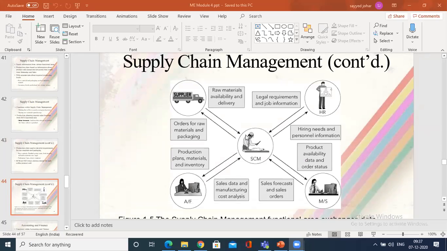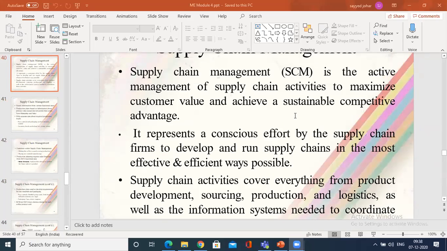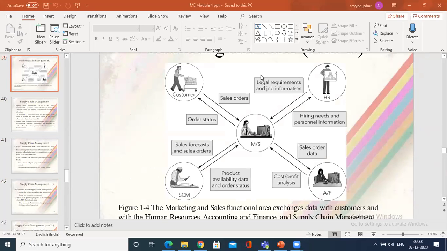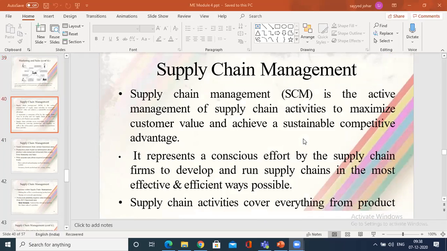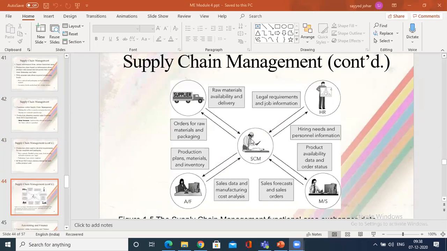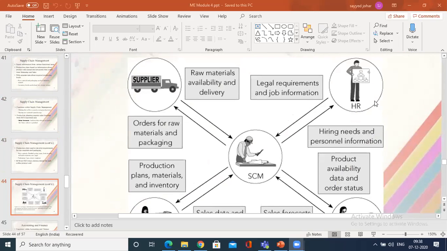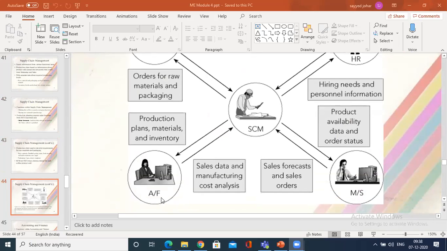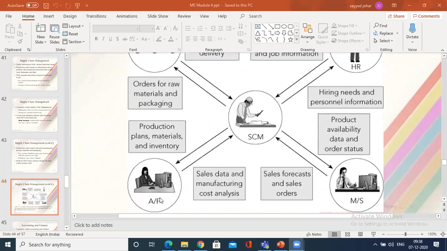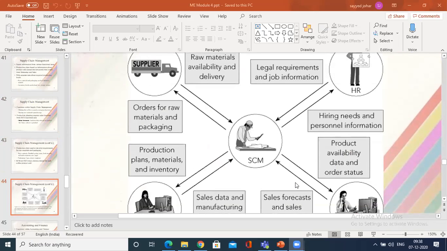So there are many diagrams. First of all, how does this marketing team integrate with the other departments? Marketing and sales, how does it integrate with all the other departments? Similarly, how does the supply chain management integrate with all the functional areas? How does the supply chain management integrate with the various departments such as HR, marketing and sales, accounts and finance? So here supply chain is integrating all these four departments. Fine.